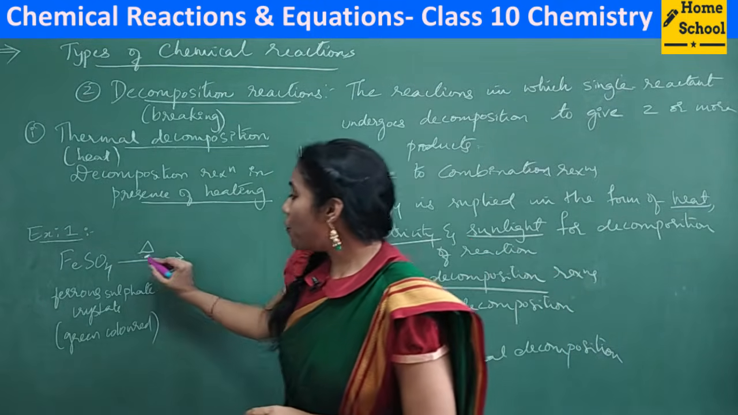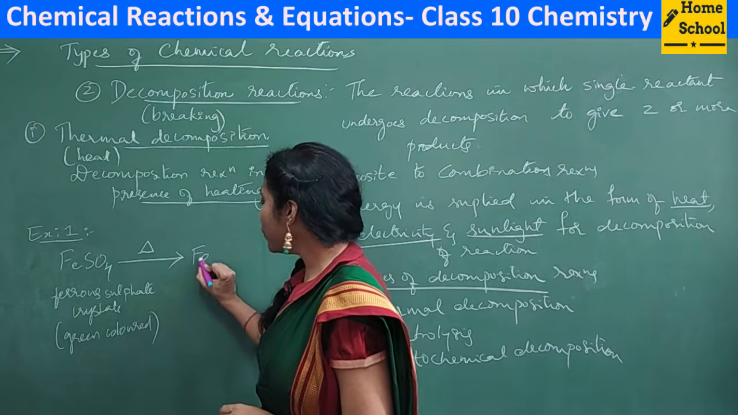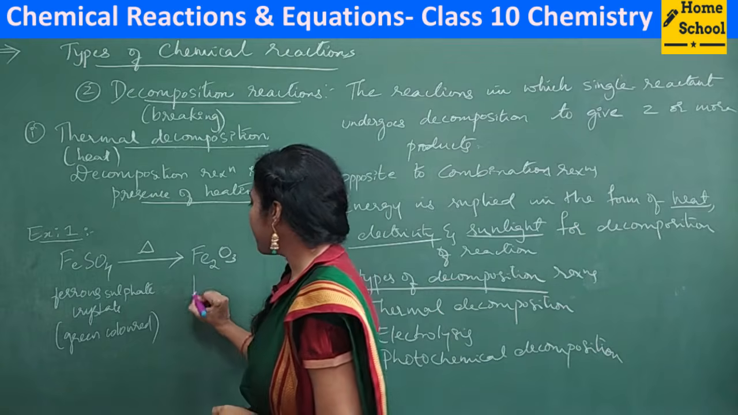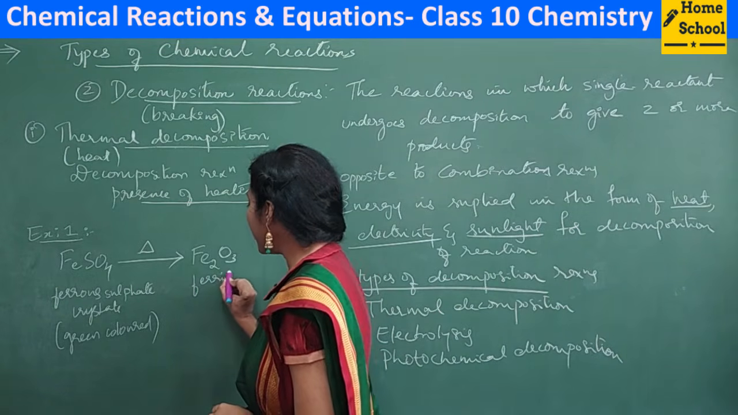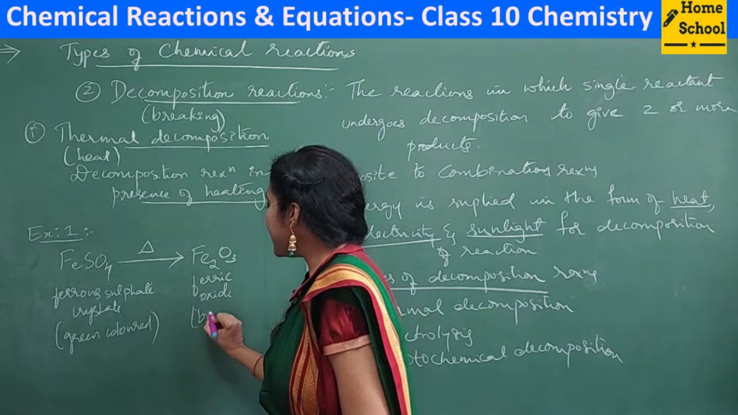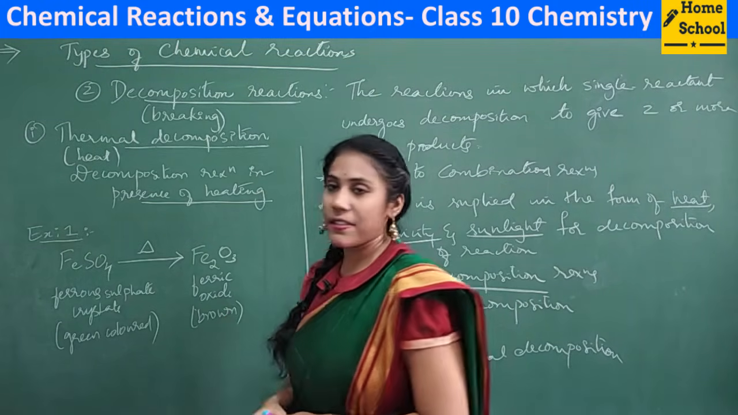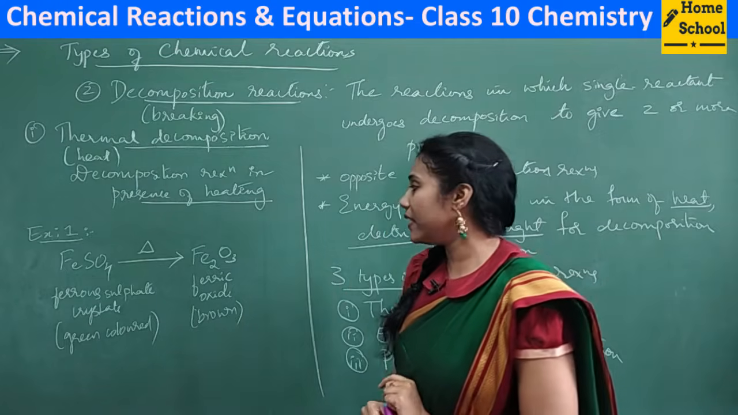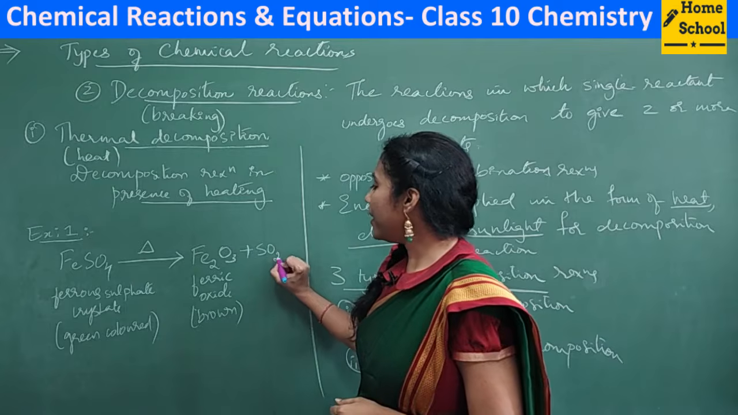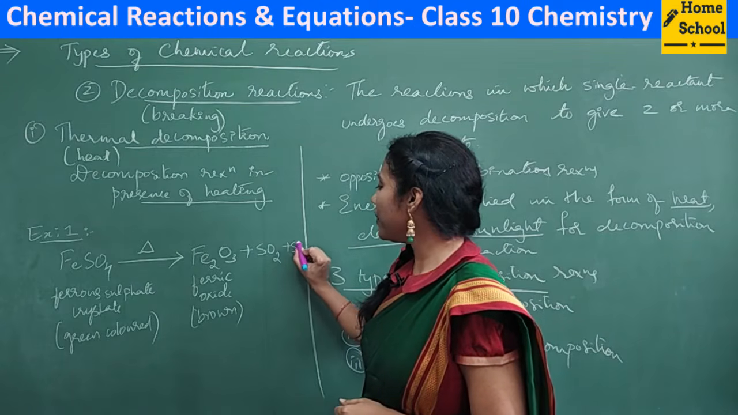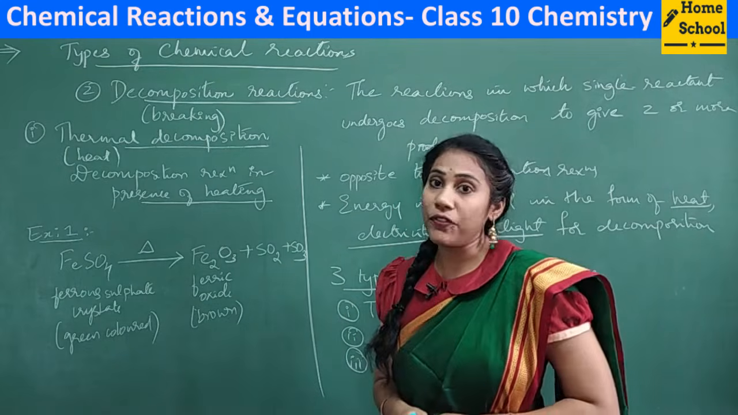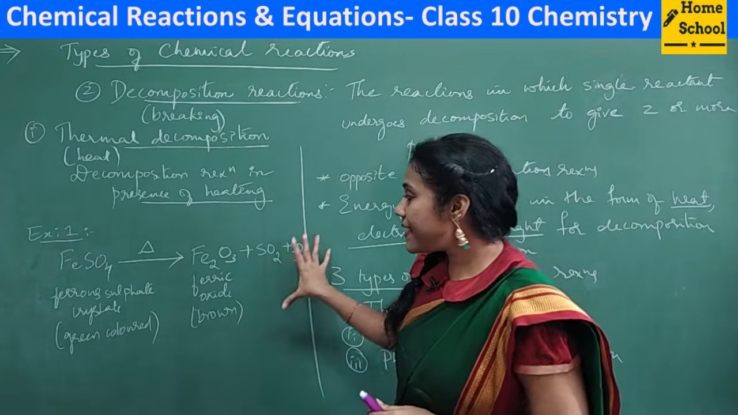Okay, fine. So what are the products you will get? You will get Fe2O3, ferric oxide. So the name of this compound is ferric oxide, and ferric oxide is brown color crystals. Along with ferric oxide, you will get sulfur dioxide and sulfur trioxide gases. Right? So this is the reaction.